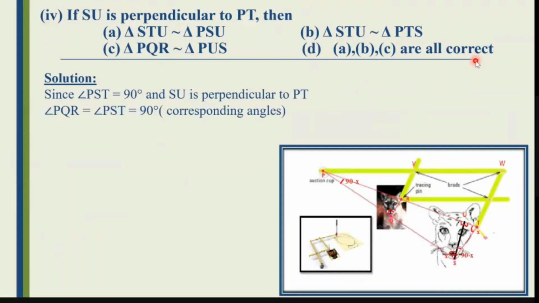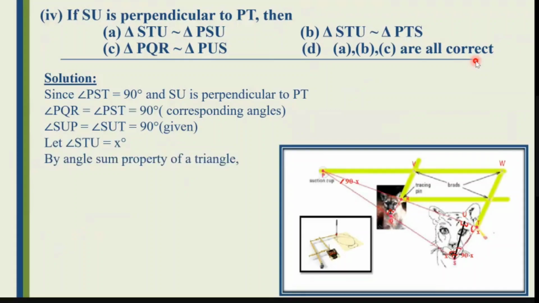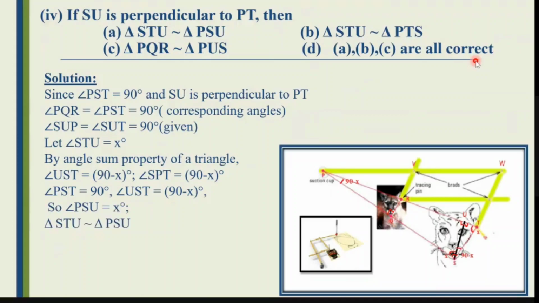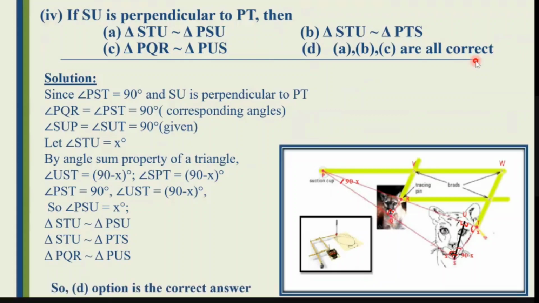So I have done it the same way because of the 90-degree angle, one of the angles comes out to be x by the angle sum property. The other angle comes out to be 90 minus x. They're all given which angles are 90 and which angles are going to be x and 90 minus x respectively. According to that, I get STU similar to PSU. First part is correct. STU similar to PTS. Second part is also correct. PQR is similar to PUS. Third part is also correct. So the D option is the correct answer.